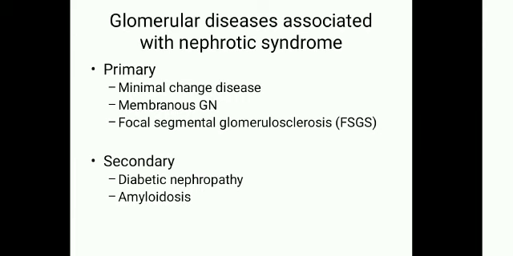Okay, so these are the diseases which are associated with nephrotic syndrome, and that is again classified into primary and secondary. Under primary you have minimal change disease, membranous glomerulonephritis, and focal segmental glomerulosclerosis. These three diseases are very, very important. In secondary cases, secondary glomerular diseases, you have diabetic nephropathy and amyloidosis. So these are very important.